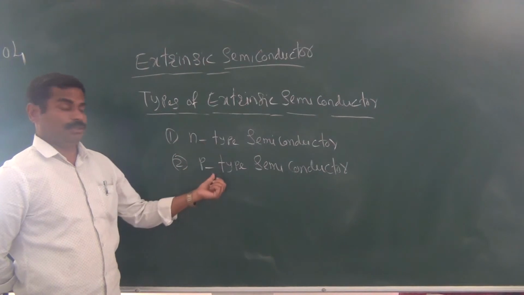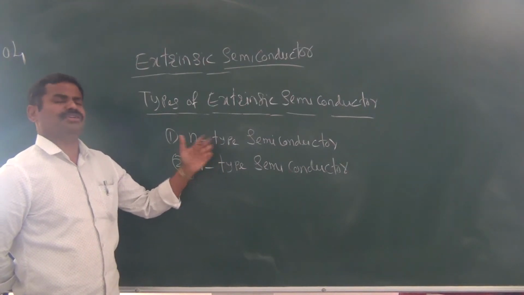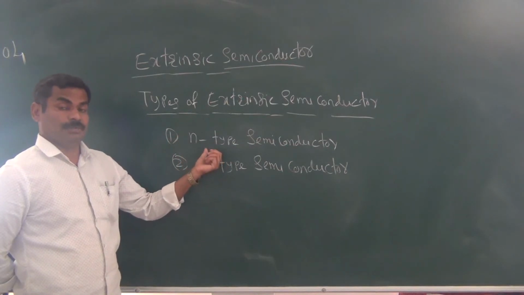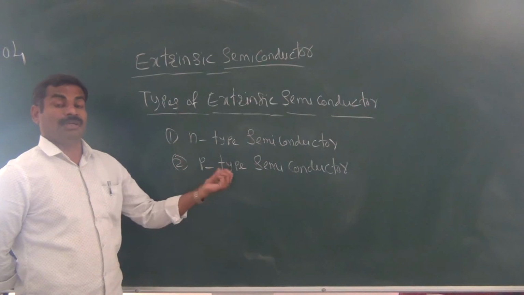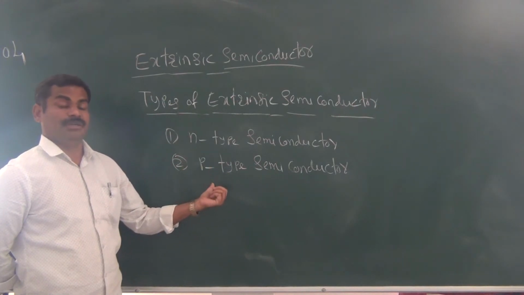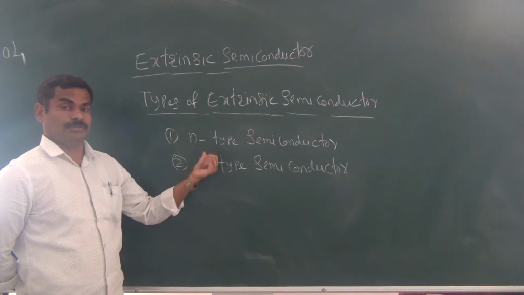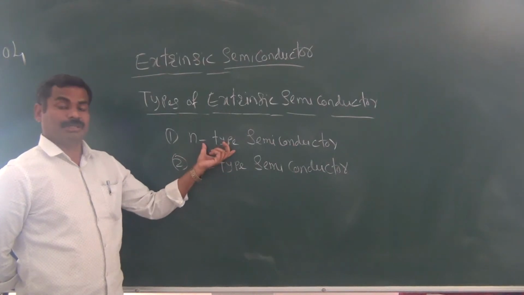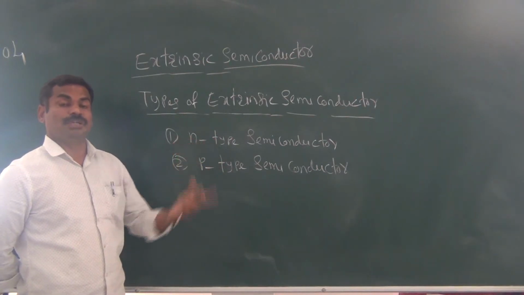We'll go into detail about the formation of N-type semiconductor and the formation of P-type semiconductor. While drawing the crystal structure, you can easily understand the formation of P-type and N-type semiconductor. In general, you are adding impurities. You are adding two types of impurity.